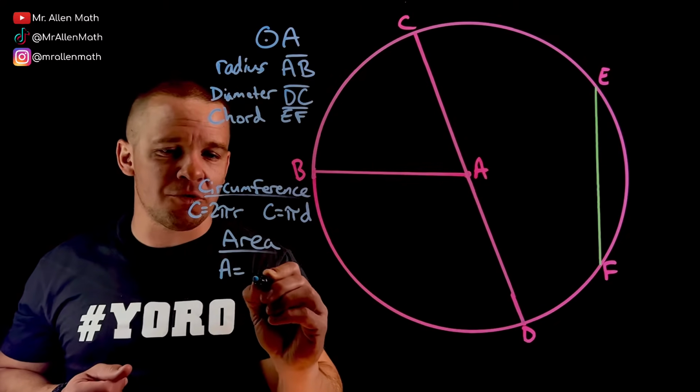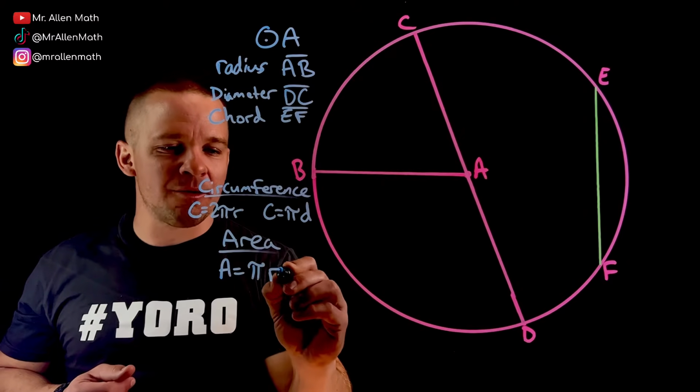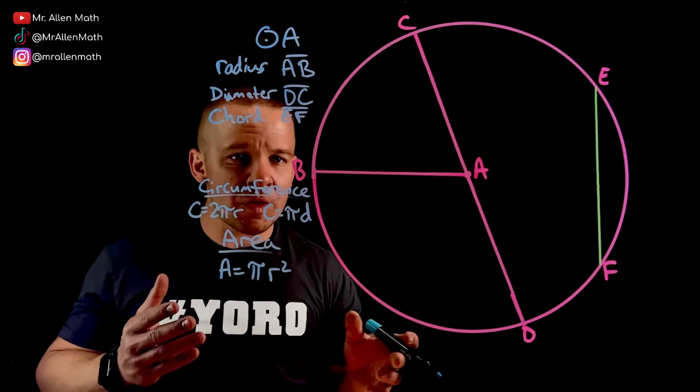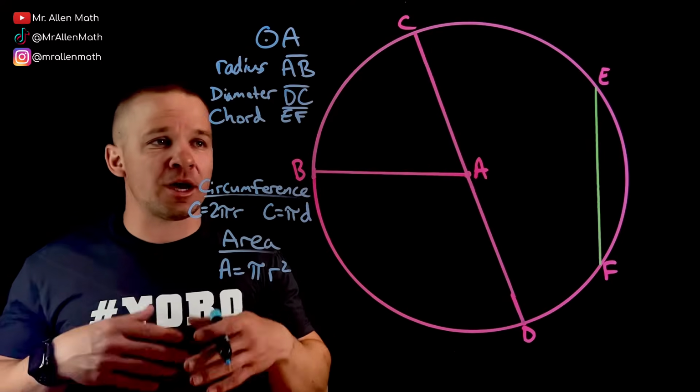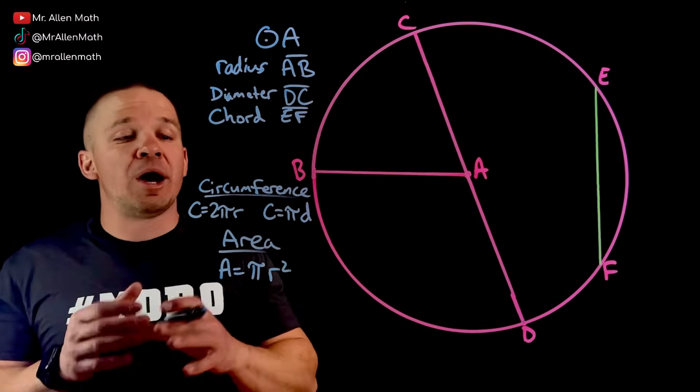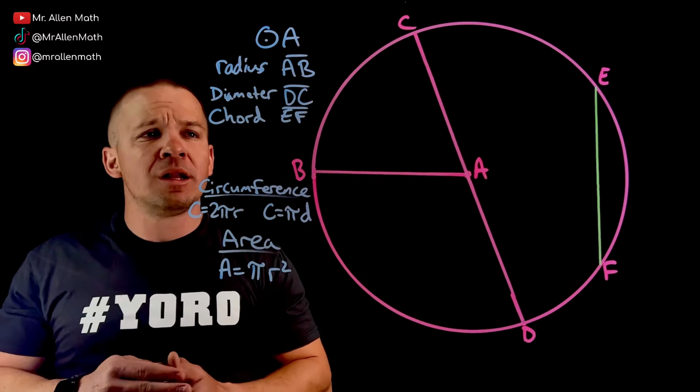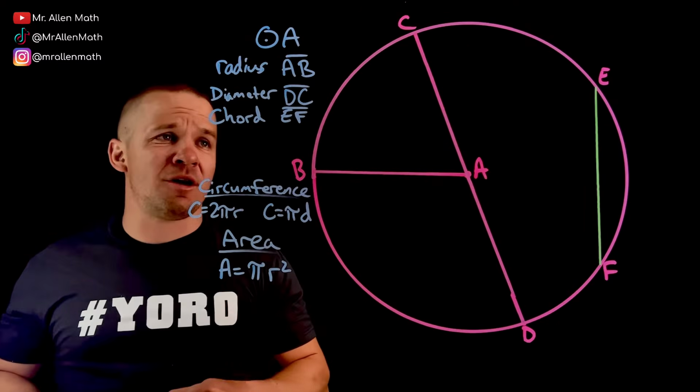So area is going to equal pi times my radius squared. Those are two basic formulas. We'll get into other things like arc length and all that stuff in the future, but those are the big ones. So now, let's go ahead and find the area and circumference of this circle.